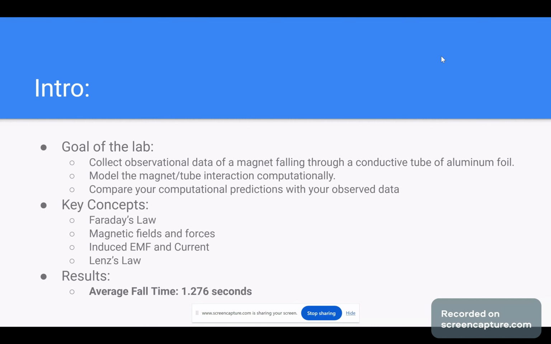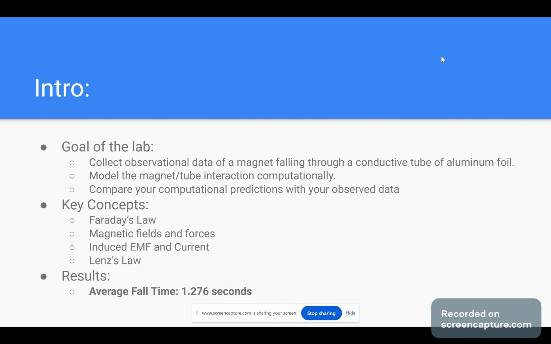which is the way that a change in flux over time affects an induced EMF and induced current. Magnetic fields and forces, we've been working with those most of the semester, and induced EMF and current due to Faraday's law, and Lenz's law, which is probably the most important part of this entire lab. It's the negative in Faraday's law.